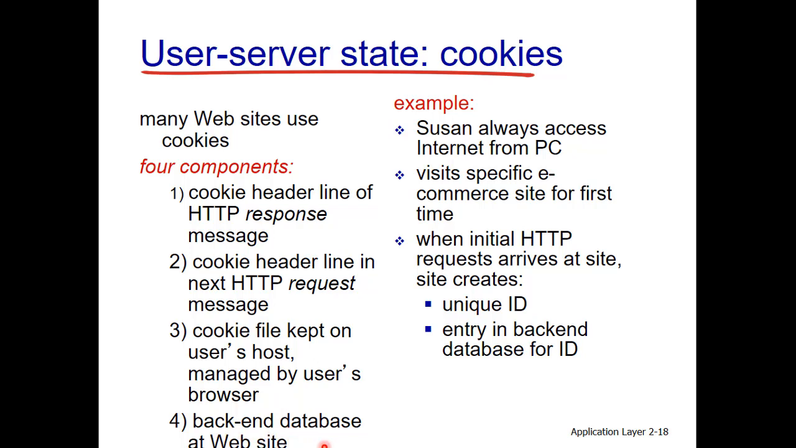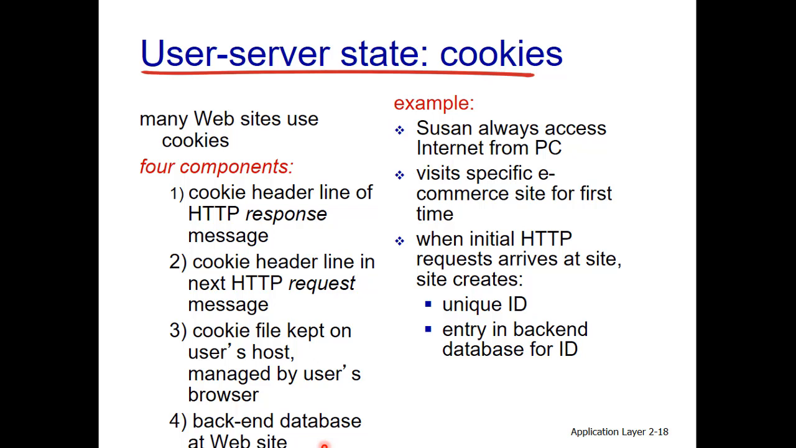What it is doing is, it has a database, and on that database it remembers that this cookie ID means this thing, this cookie ID means this thing, and this cookie ID means this thing. So it remembers those things based upon that cookie ID. Example: Susan always accesses the internet from her PC and visits a specific e-commerce site for the first time. When the initial HTTP request arrives at the site, the site creates a unique ID.